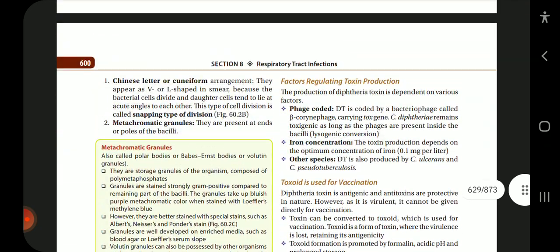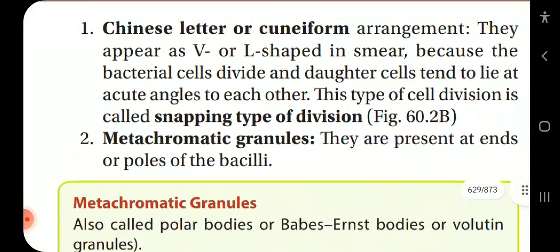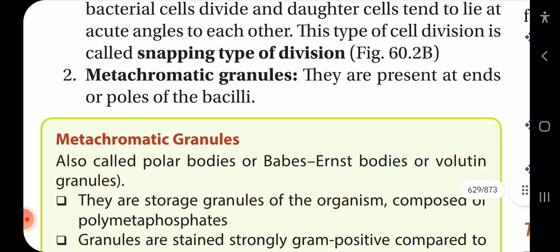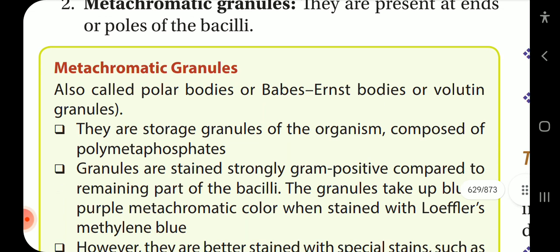Now, the two features are the Chinese letter or cuneiform arrangement. They appear as V or L-shaped in a smear because the bacterial cells divide and daughter cells tend to lie at acute angles to each other. This type of cell division is called snapping type of division. And metachromatic granules are present at the ends or poles of the bacilli.